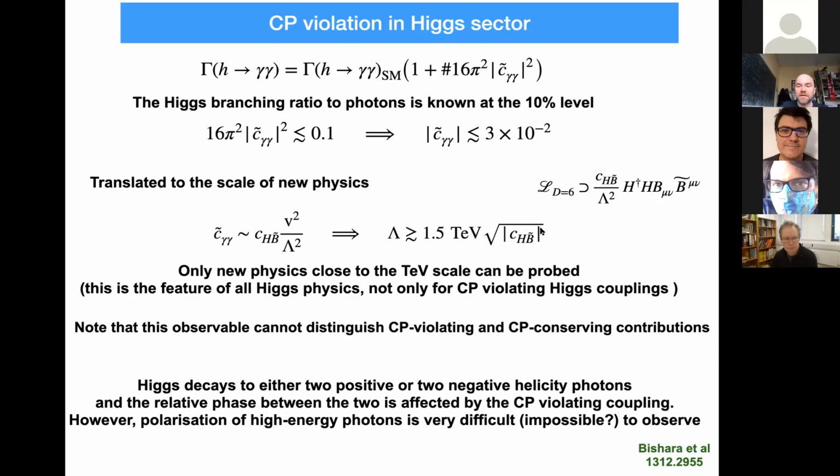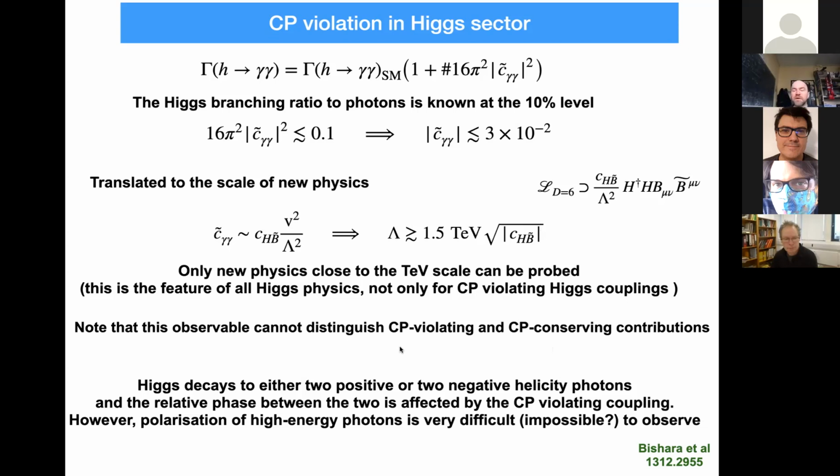So this is something that has to be kept in mind when you're doing CP violation at the LHC. Also note that if you see an effect in this observable, because this is a CP conserving observable, you cannot tell that it comes from a CP violating operator. It comes from some CP conserving contribution.